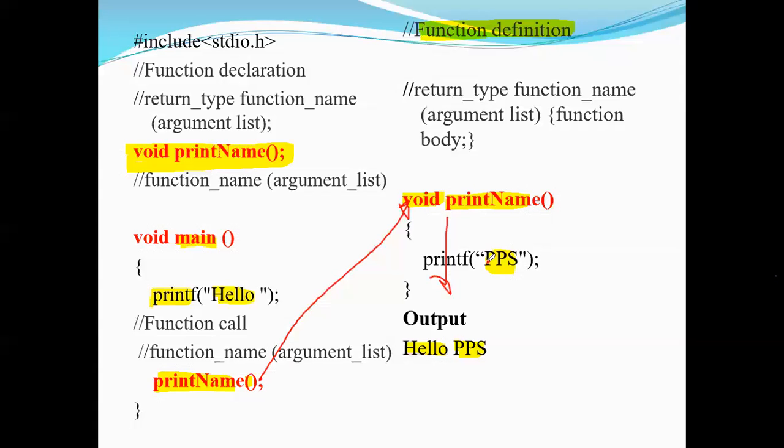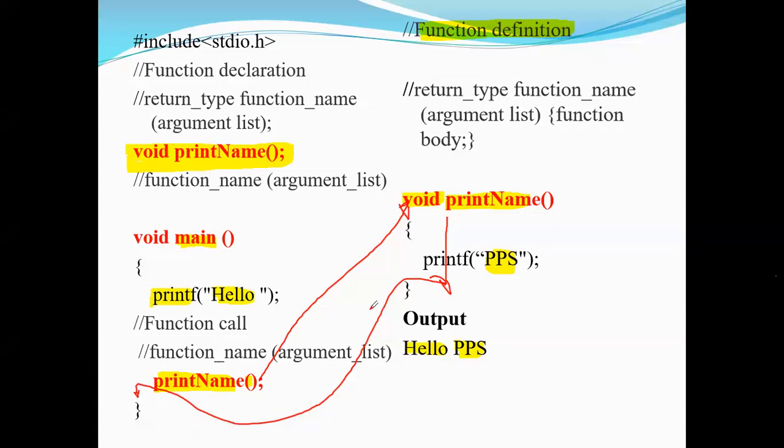We will see later that there are four different ways: with argument with return, without argument without return, with argument without return, and without argument with return. There are four different ways of passing values. We'll see that later. Here there is no return at all, but when the body of the function is executed, it goes back to the next instruction after the called function.